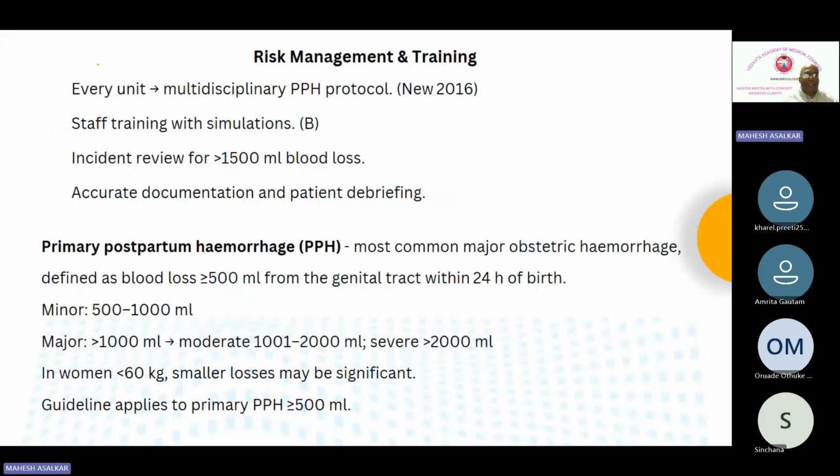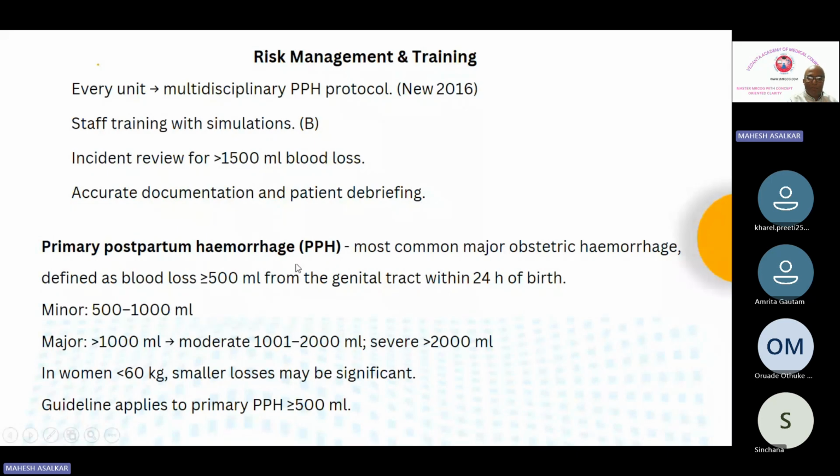Now, risk management and training. Again, this is not for Part 2, so we will skip this. Now we have finished with the executive summary. So here actually the details of the guideline begin.